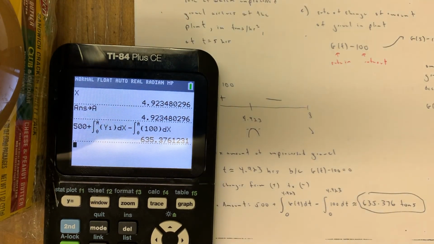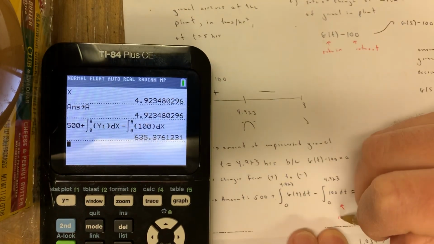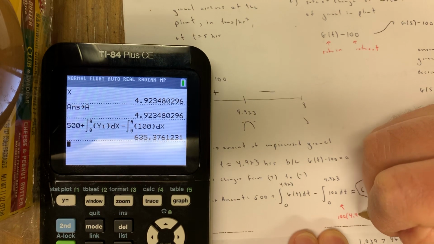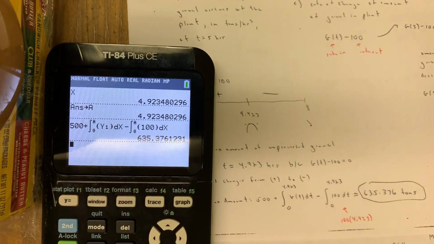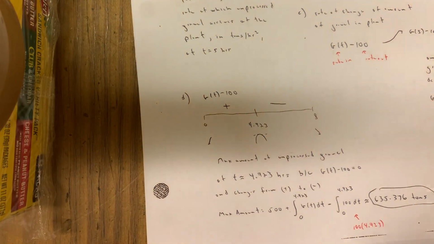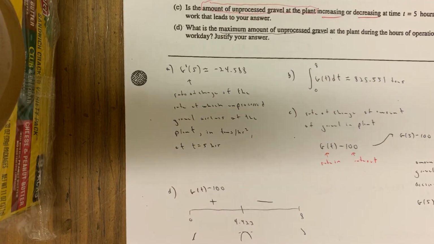Remember, instead of doing this, you could have done 100 times the 4.923, but make sure you use the true value there. Otherwise, the answer is going to be incorrect. Integrating the rate's not too terrible. Just remember, if you're given an entrance rate and an exit rate, you want to subtract them to get that true rate of change.